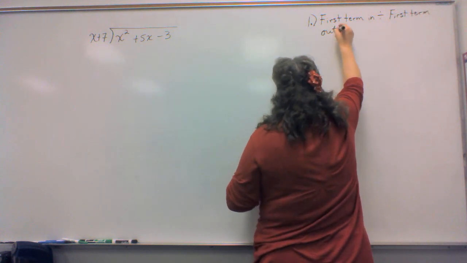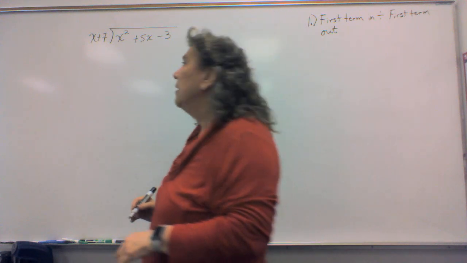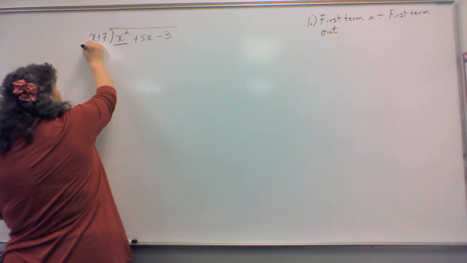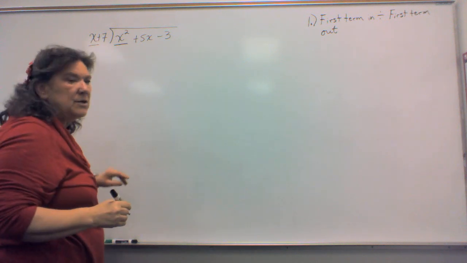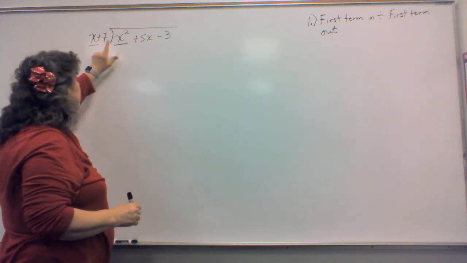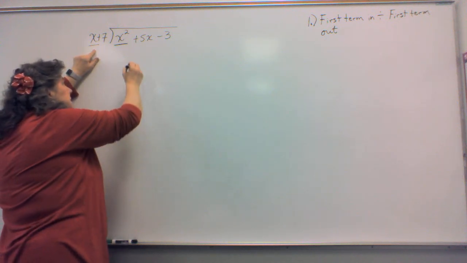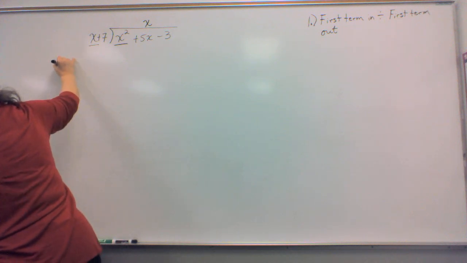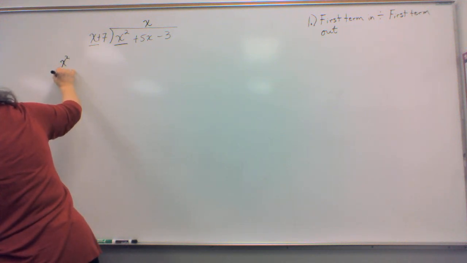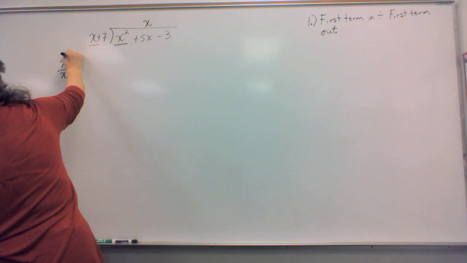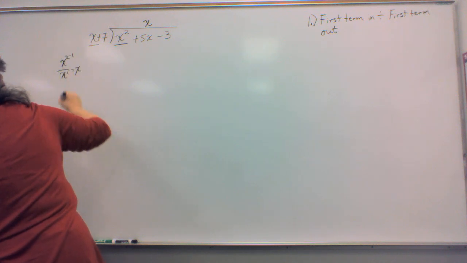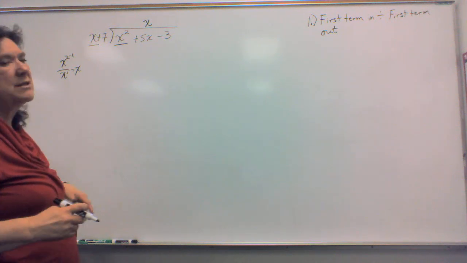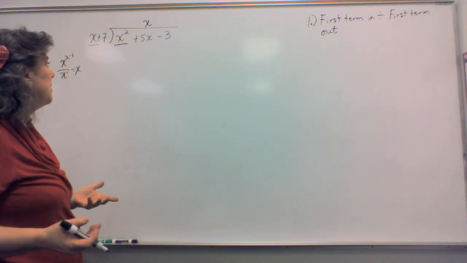So what is first term in? First term in is the term here. First term out is the one there. So we're looking at x squared divided by x. X squared divided by x is equal to x. If I were to write it here, x squared divided by x, well, this is 2 minus 1, leaving me with x. So it's good to know your division principles, your quotient rule for exponents.